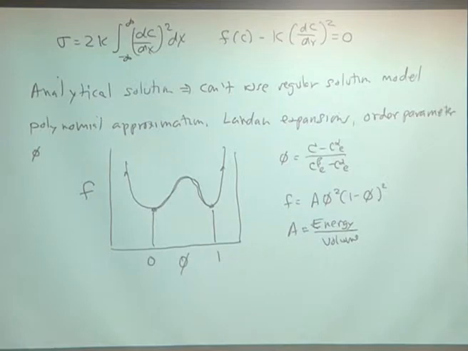There's a certain height of this free energy, which is A over 16, if you work this out. And so the important thing is that A basically sets the height of the barrier. The 16 is not important. It's really A. So A sets the height of the barrier between the two phases. And so A basically is a representation of the energy required to go from one phase to another across the interface.